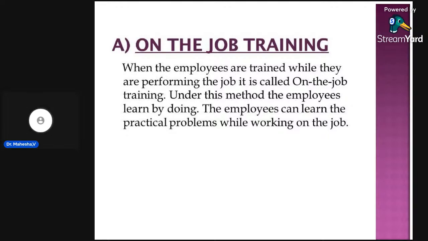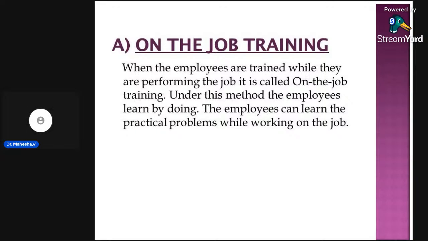As I said, in case of on-the-job training, when the employees are trained while they are performing the job, it is called on-the-job training. That is why I already spoke. Under this method, the employees learn by doing. They keep on doing the activities, or keep on doing the, what you call, allotted work. While doing that work itself, they try to learn. The employees can learn the practical problems while working on the job.